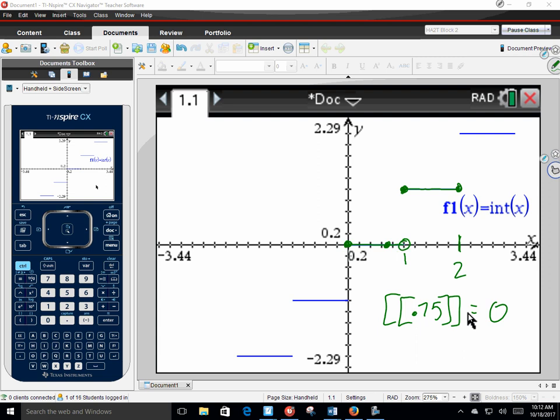So what your book is saying is that the graph has a y-intercept right here at 0, 0, and the x-intercepts are all of these points from 0 to 1, not including the 1. Does that make sense? Okay? All right, questions about this one?